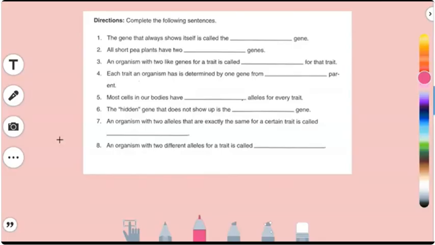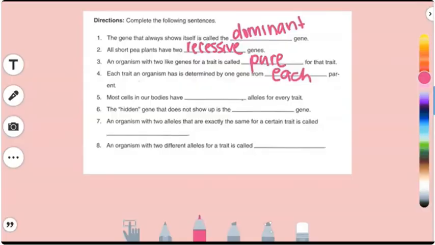So the gene that always shows itself is called the dominant gene. All short pea plants have 2 recessive genes. An organism with 2 like genes is called pure for that trait. Each trait an organism has is determined by 1 gene from each parent. Most cells in our bodies have 2 alleles for every trait. The hidden gene that does not show up is the recessive gene.